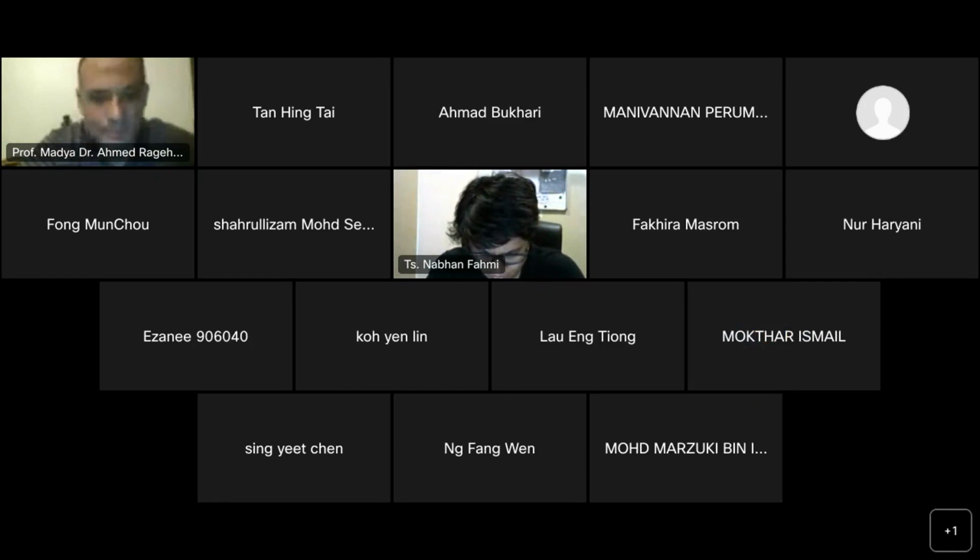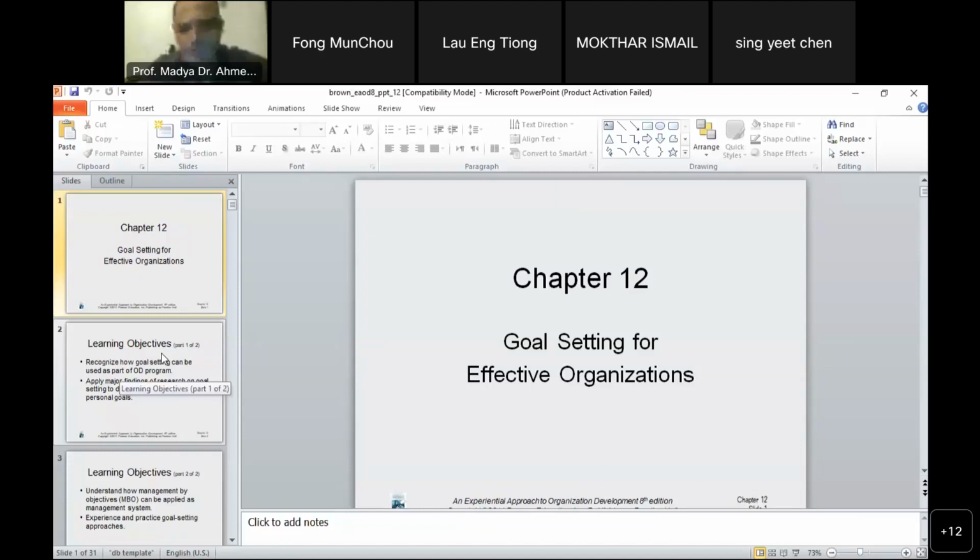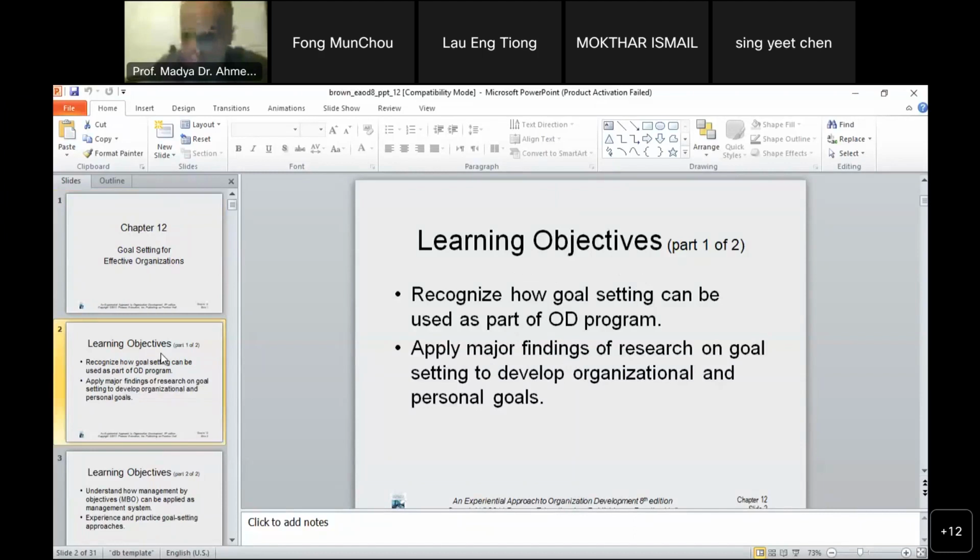It seems very easy to talk about goal setting, but it is important to have a goal and make sure that everyone has similar goals, with no conflicting goals. Well, let's learn about this in this chapter, because a major part of the OD program is how to set goals. And that will help us to develop both organizational goals and personal goals.